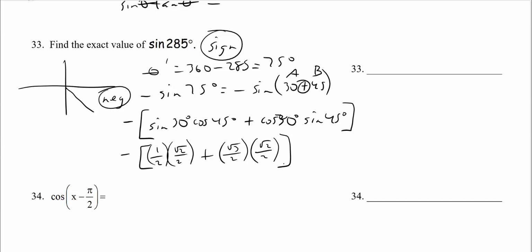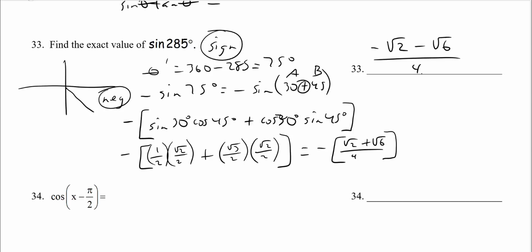So distribute that. You keep the negative on the outside, so I get root 2 over, they're all over 4 because you have to have the same denominator. If it's not the same denominator, you did something wrong. So it's basically root 2 plus root 6, but then it's negative. So make sure you distribute the negative. So it's negative root 2 minus root 6 over 4.